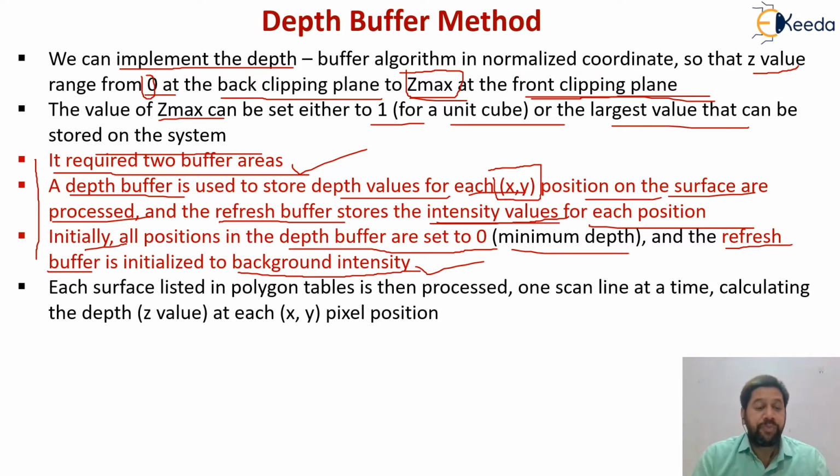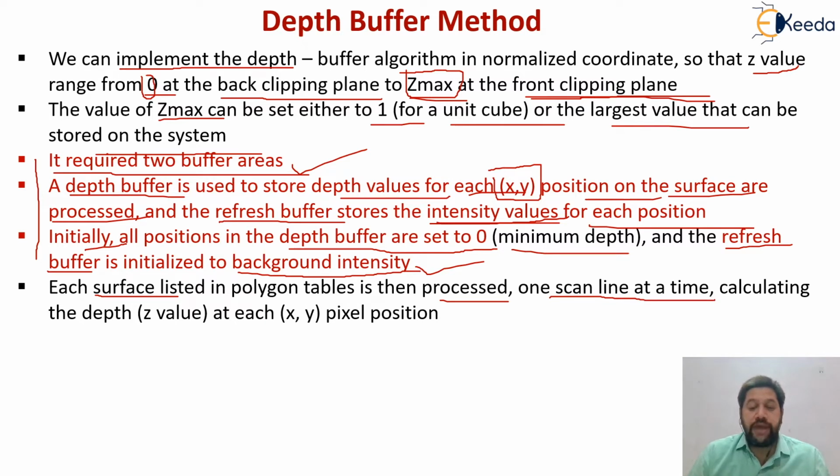Now, continuing our discussion, each surface listed in the polygon table is processed. Suppose I have three surfaces or three objects, as we saw in the previous diagram. I will process them separately: S1, S2, S3. These are my three objects or surfaces that I am going to process, and I am going to do this one scan line at a time.